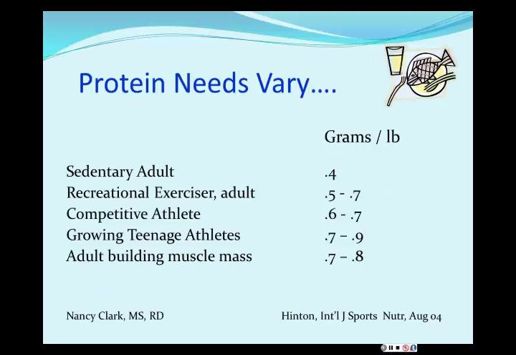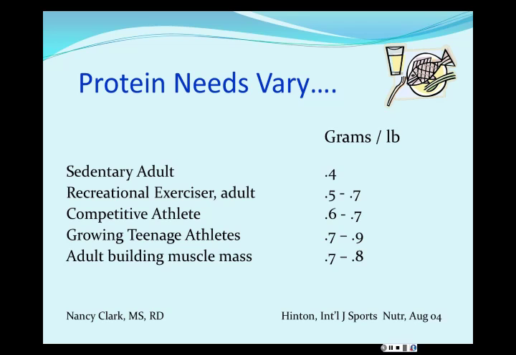Okay, also our protein needs can vary based on how active or not a person is. In general, like mentioned before, it's 0.4 grams per pound, and if we're a sedentary adult, so not very active, don't tend to exercise, that's the RDA, that 0.4 grams. But if you're a recreational exerciser and an adult, so going to the gym a few days a week, you go for walks, ride your bike and things like that, it increases a little to 0.5 to 0.7 grams per pound.